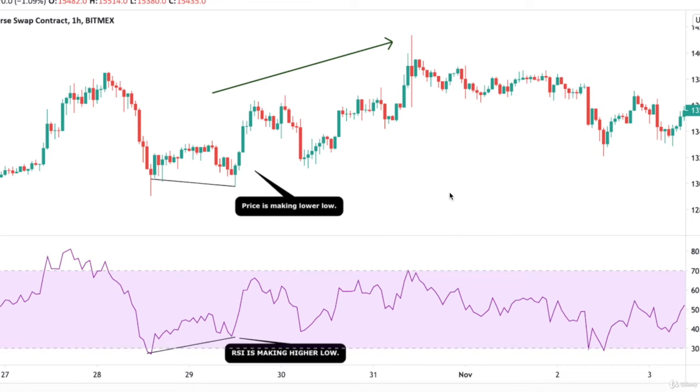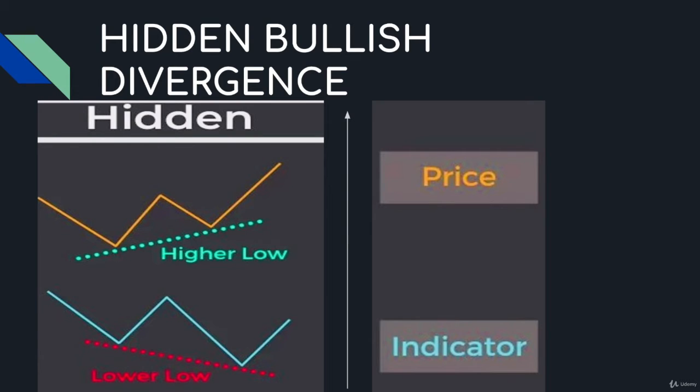Let's move forward now. This is the hidden bullish divergence. The hidden bullish divergence is the opposite of the bullish divergence. In the hidden bullish divergence, the price is forming higher low, as you can see over here, and the RSI indicator is forming lower low. This is the hidden bullish divergence and gives us a buy signal. Let's move to the chart and find hidden bullish divergence.